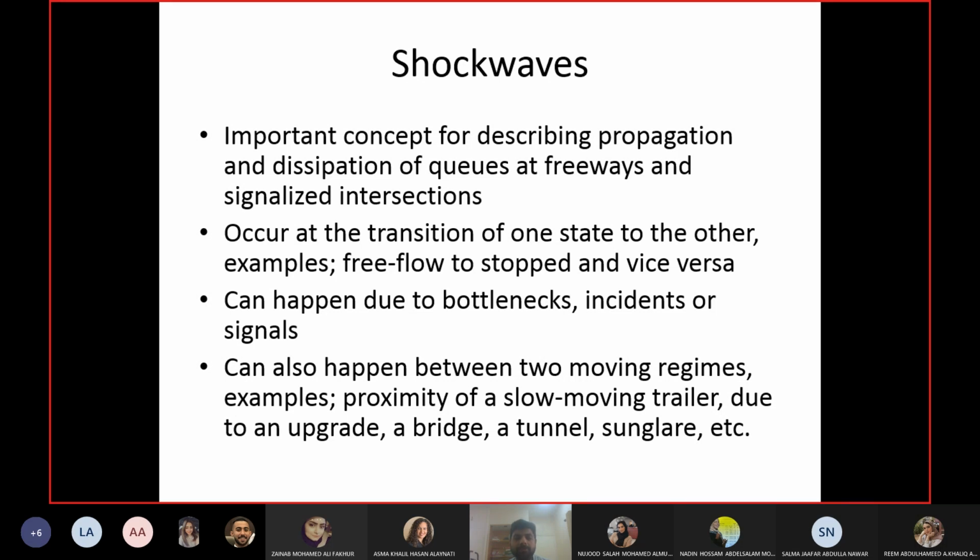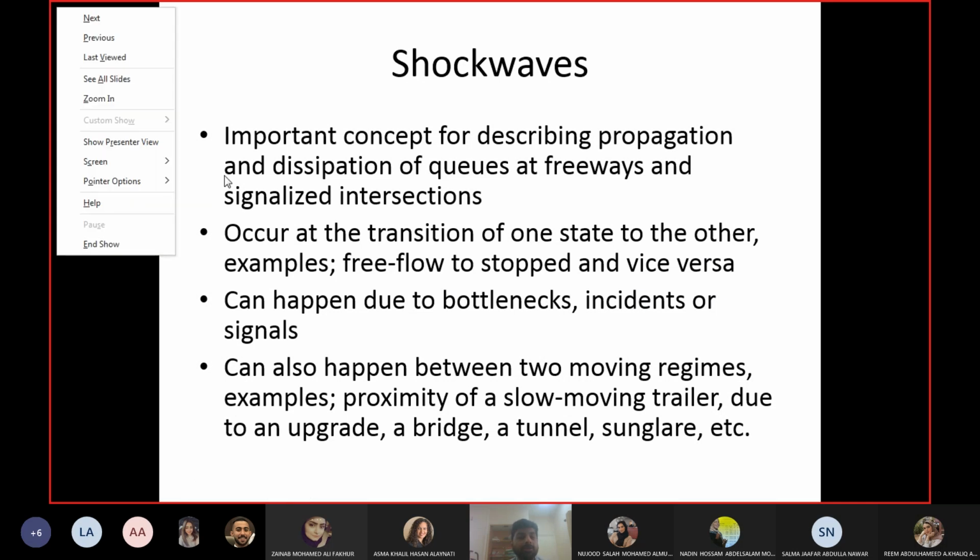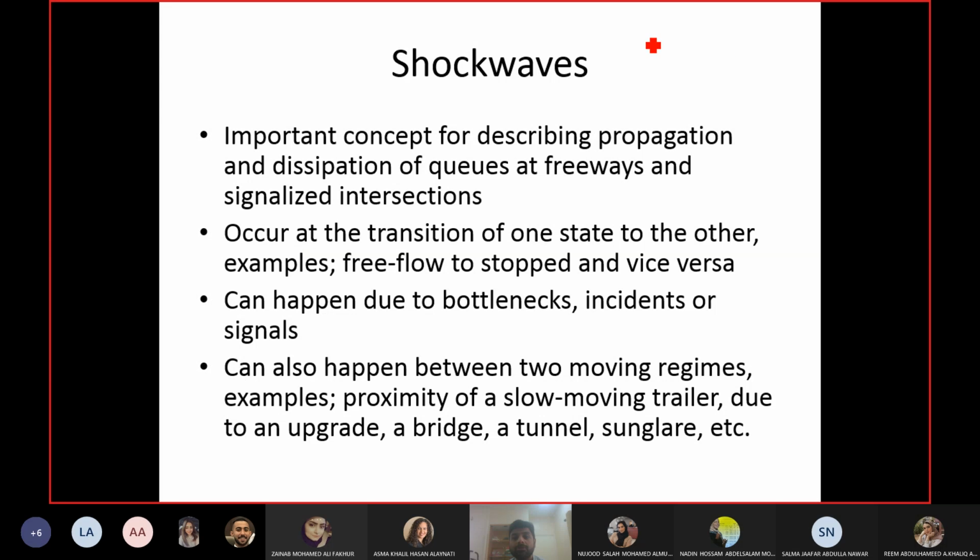So this transition from free flow to stopped or stopped to free flow can happen at bottlenecks or because of incidents or because of signals. Okay, so what is a bottleneck? The segment which has the lower capacity, right? Earlier I showed you a figure which was showing a bottleneck. So you are coming, let's say, from a segment which has 3 lanes, and you are coming into a segment which now has 2 lanes. So this will become a bottleneck.